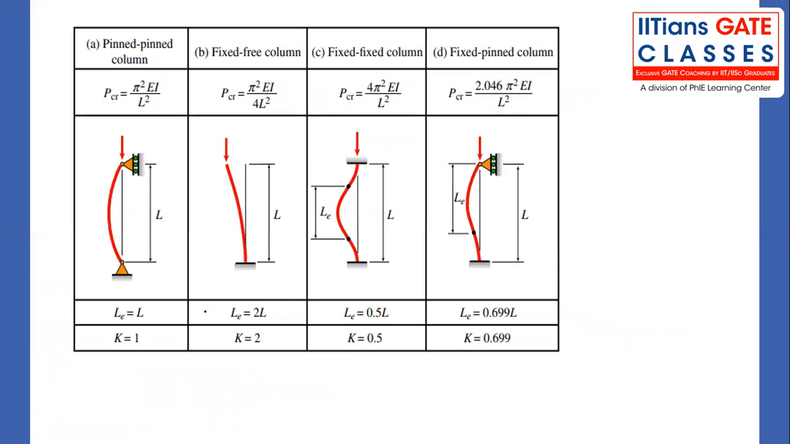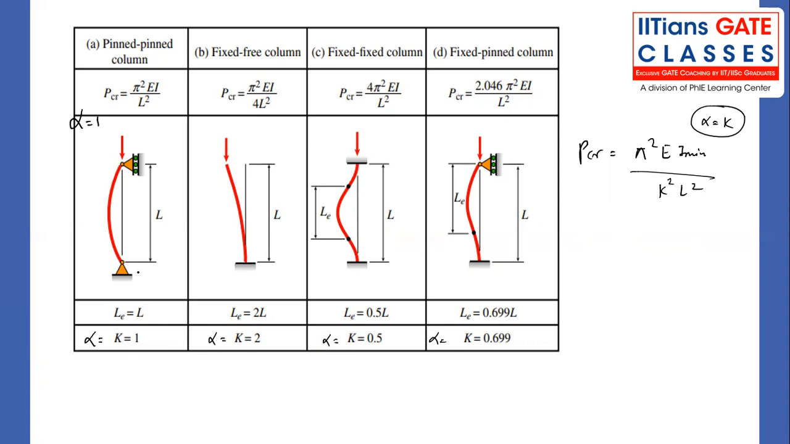So this particular table is very, very important, where each and every case has been discussed. For the pin column, as we have seen, alpha is equal to 1. Alpha here they have denoted by K. So I'm just taking alpha is equal to K. What is the critical load formula? Critical load formula is pi square EI minimum divided by K square L square. Earlier, whatever notation we used, like alpha, you can take the same notation. Alpha is equal to K.